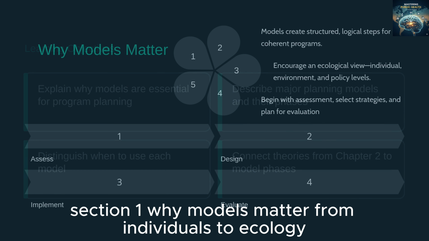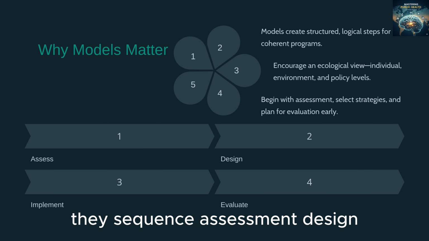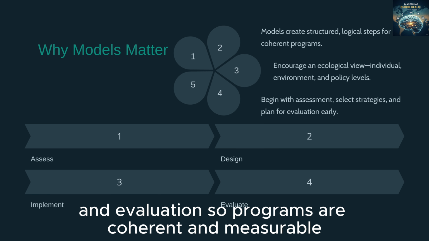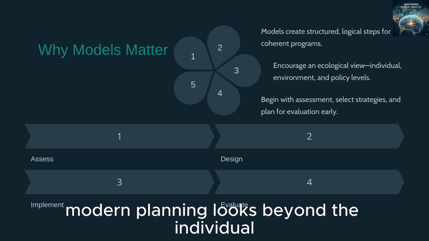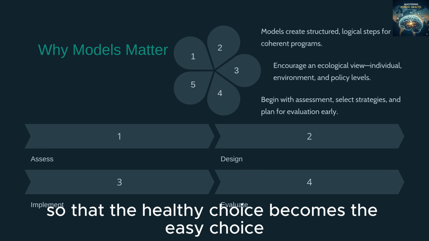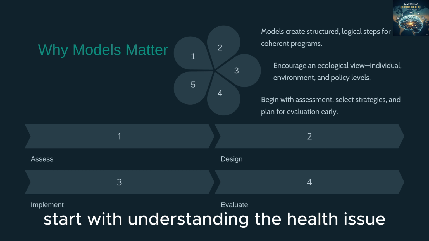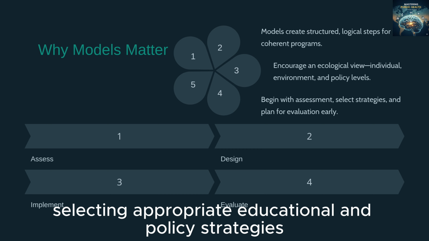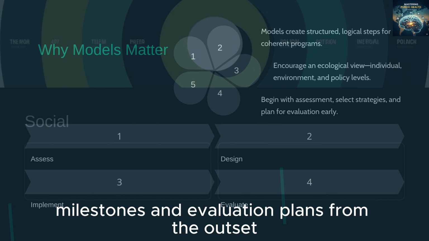Section 1. Why models matter, from individuals to ecology. The first point is that models are blueprints. They sequence assessment, design, implementation, and evaluation, so programs are coherent and measurable. The second point is the ecological shift. Modern planning looks beyond the individual to environments, sectors, norms, and policy, so that the healthy choice becomes the easy choice. The third point is that effective plans start with understanding the health issue and population, selecting appropriate educational and policy strategies, and establishing objectives, milestones, and evaluation plans from the outset.